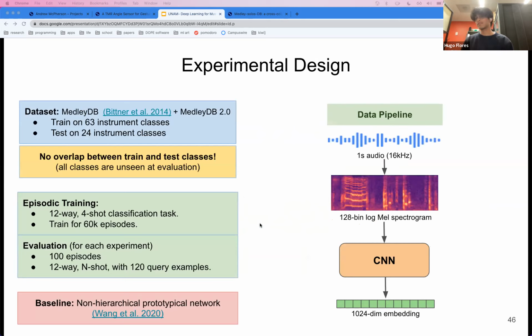And we do the same thing for evaluation. We train for 60,000 steps, and we evaluate on 100 steps. Still 12-way, which means that out of those 24 instruments that we have for testing, we just grab 12. And then we're going to vary the number of support examples, the number of labeled examples that we give it, because we do want to see how that behaves in our experiments.